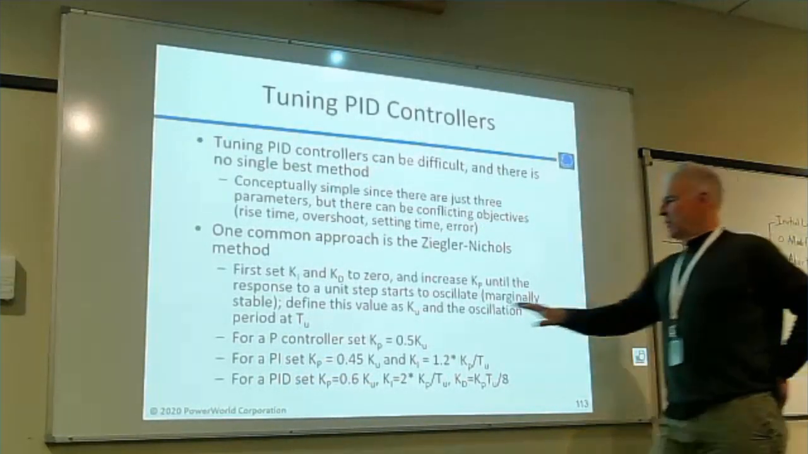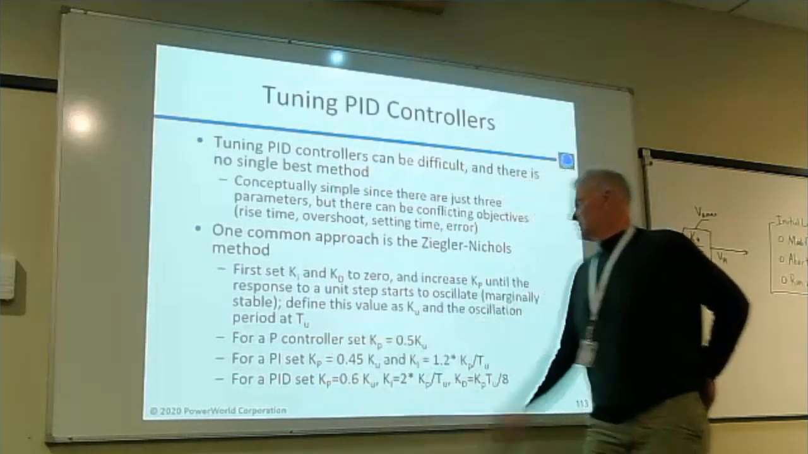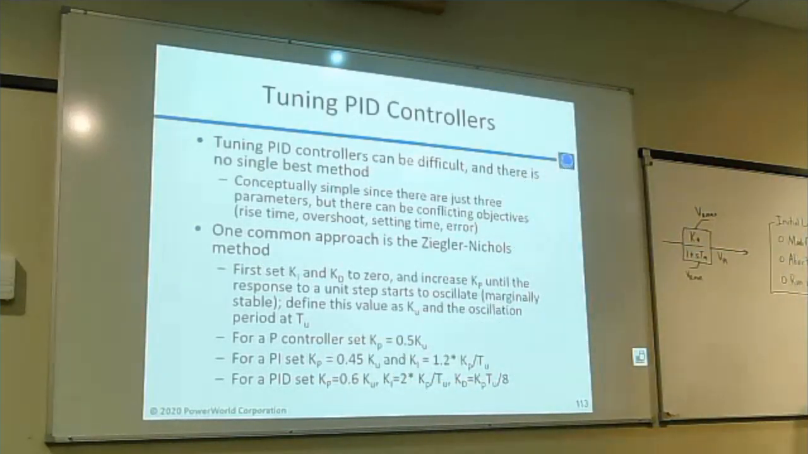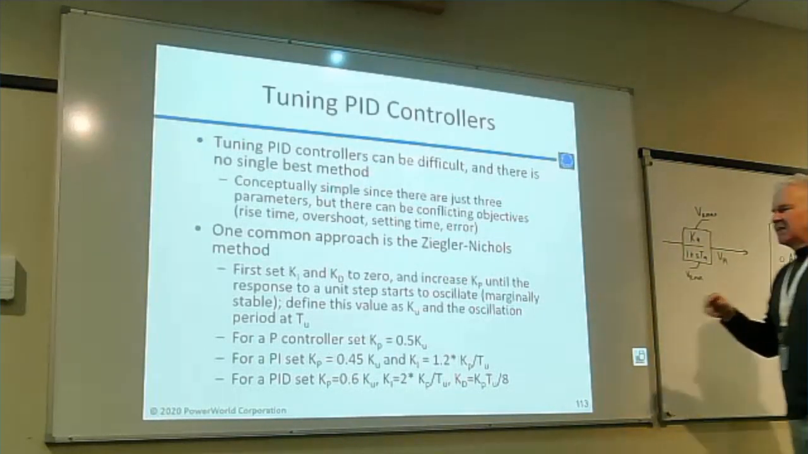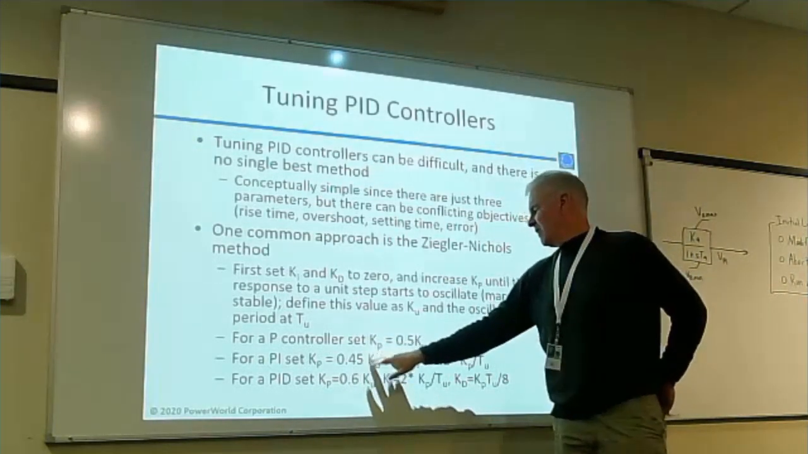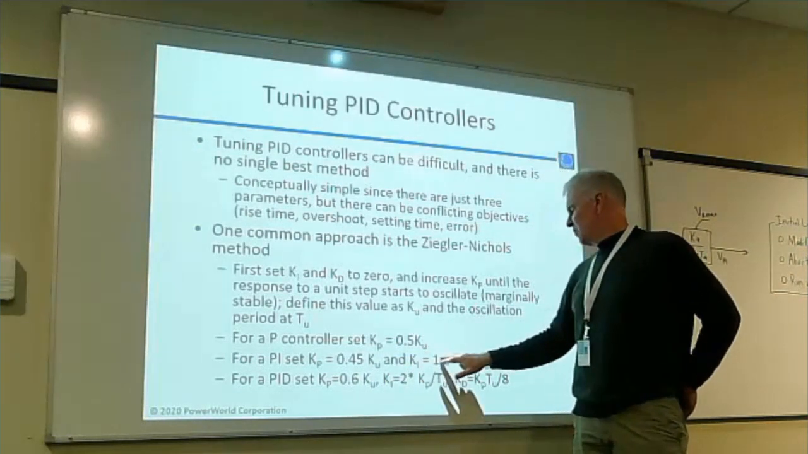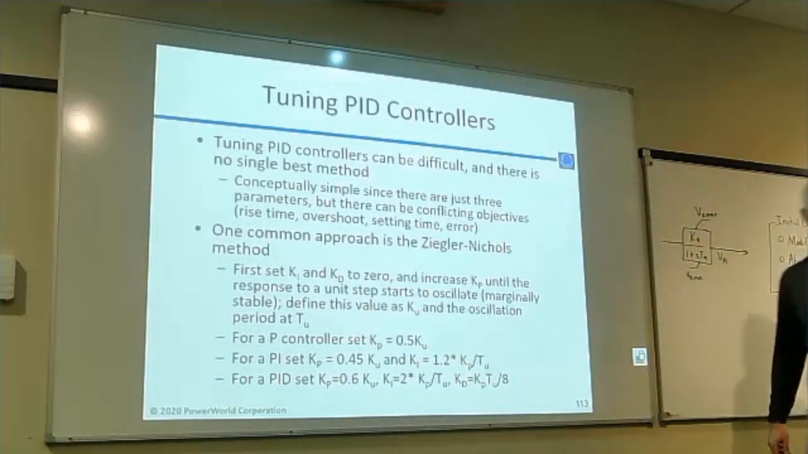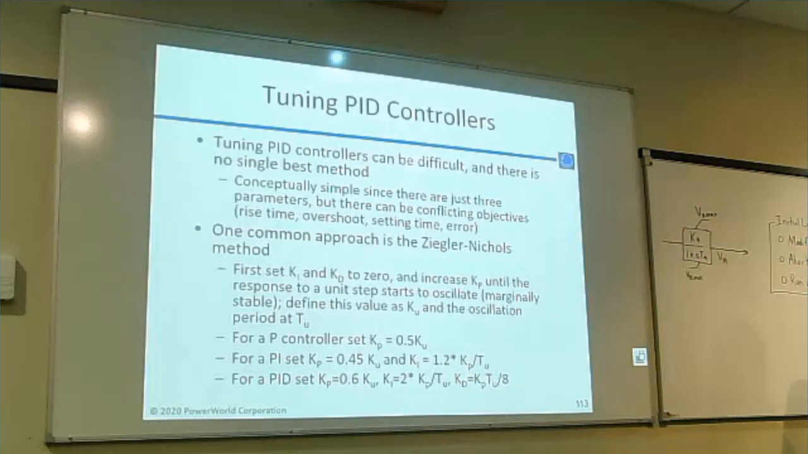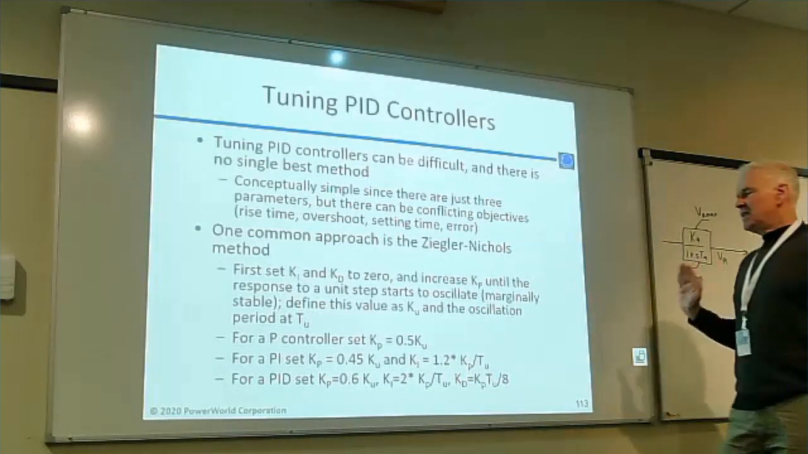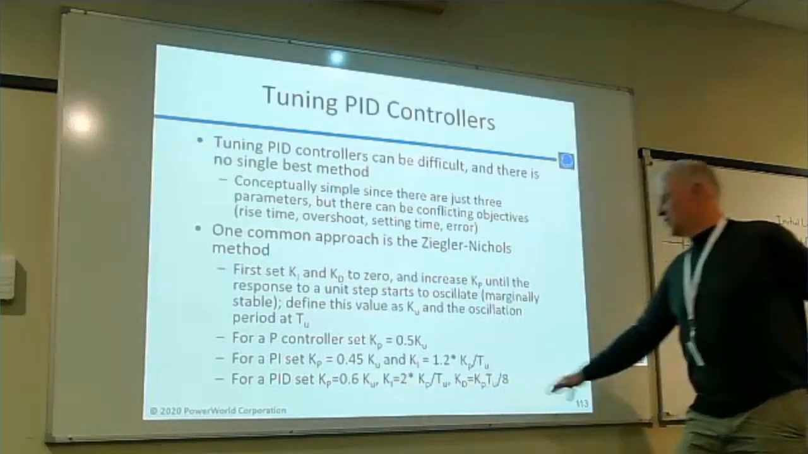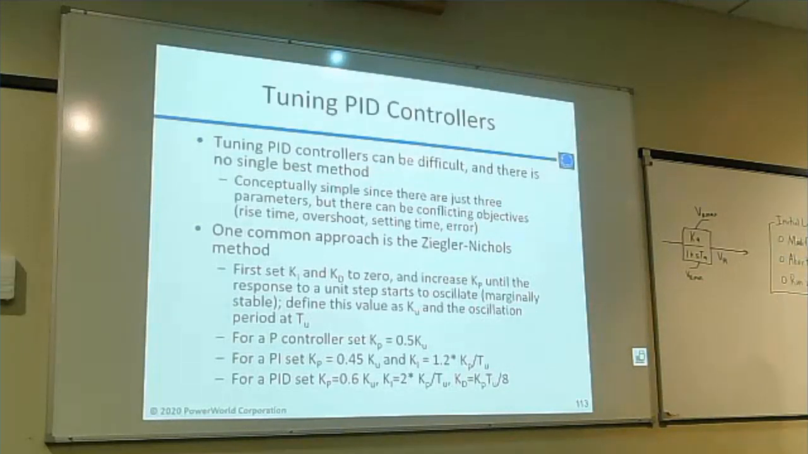Then if you want to implement just a P controller, set Kp to 0.5 Ku. If you want to implement a PI controller, set Kp to 0.45 Ku. Ki should be equal to 1.2 times Kp divided by Tu. And if you want to implement a PID, then you set them to these values right there. And this actually works pretty well.